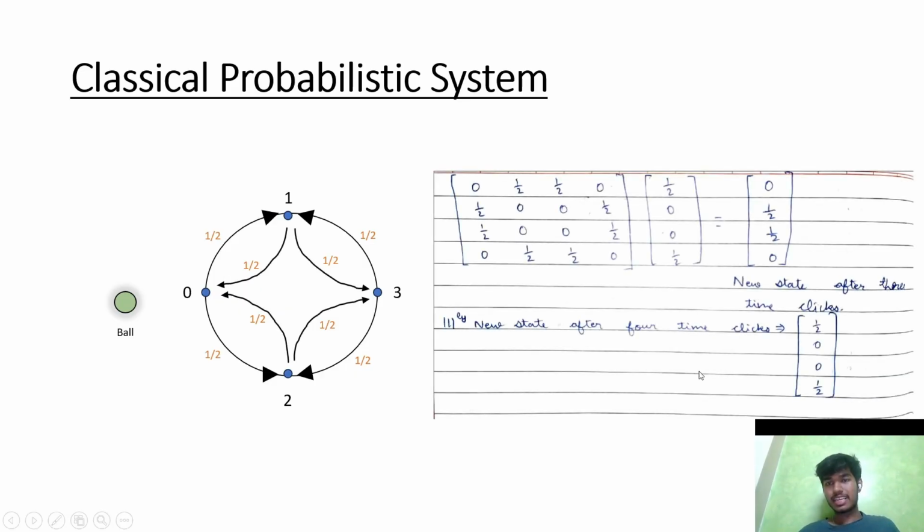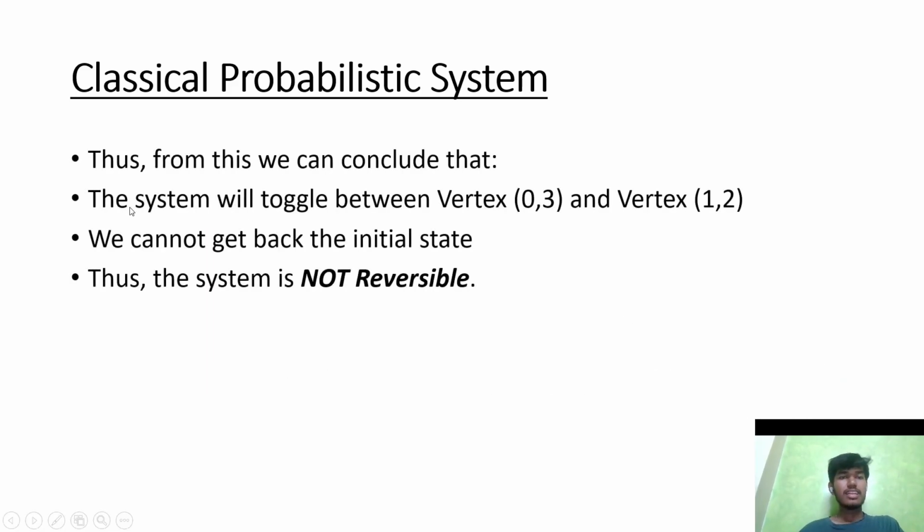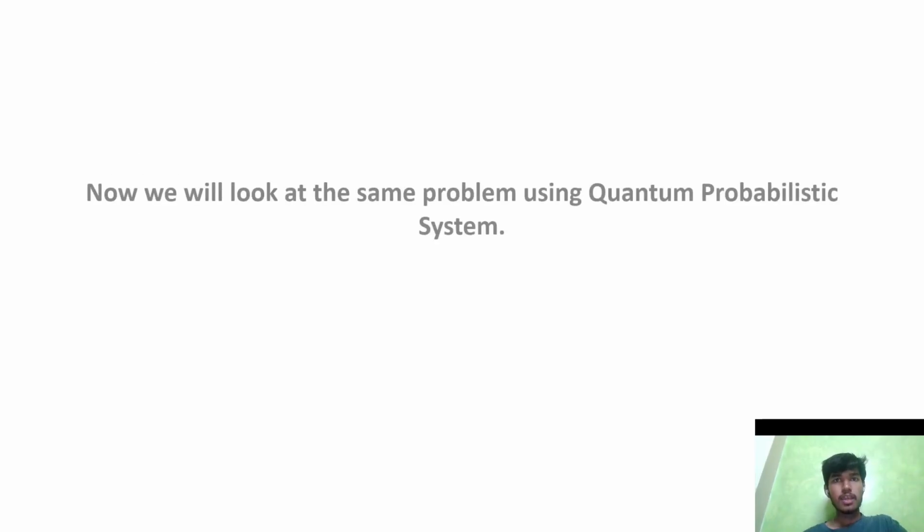Even if we multiply it again with the adjacency matrix to get the new state after four time clicks, you will see that we get the new state after two time clicks, same matrix. So what this basically means is that the system will toggle between vertex 0, comma 3 and vertex 1, comma 2. So it basically means that the system will toggle like this. And we will not be able to get back the initial state. Thus, the system is not reversible. Now, this happened because we were using the classic probabilistic system, which used real numbers to represent the probabilities.